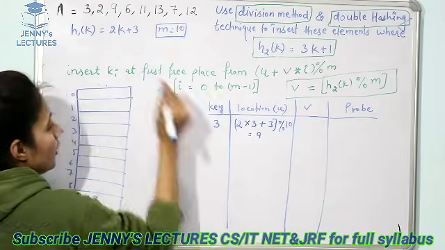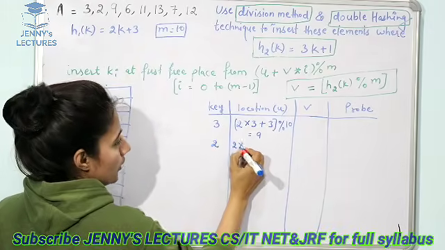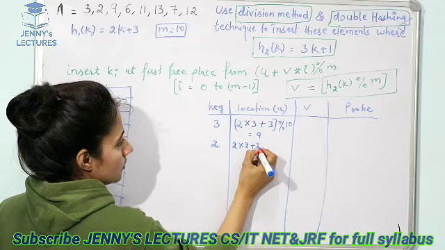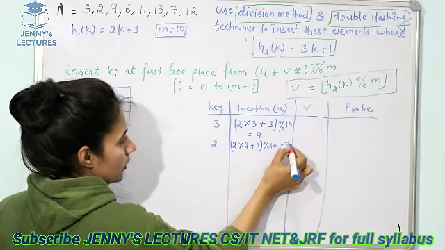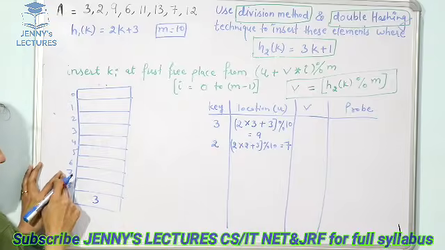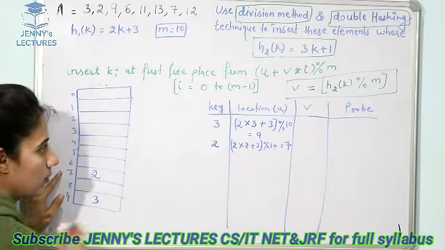Okay, now calculate for key 2. 2 into 2 plus 3 mod 10, this would be 7. Go to the 7th place. Yes, this is free, we can insert 2 at this place.